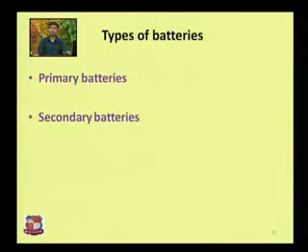So this is how a battery operates. Okay, now types of batteries. We have different types of batteries. Basically we can categorize batteries into two types, primaries and secondaries. Again, in primaries we have different batteries, and in secondaries we also have different batteries.